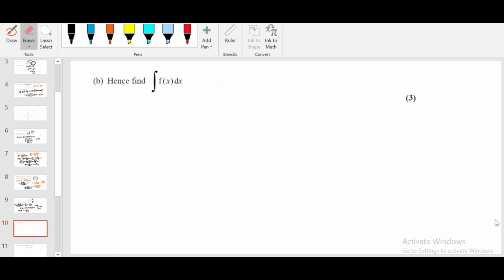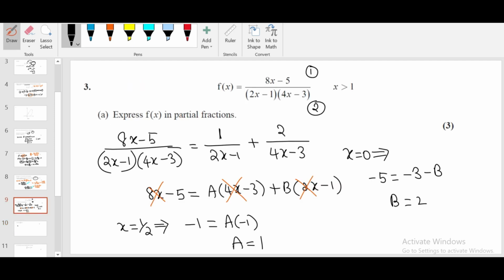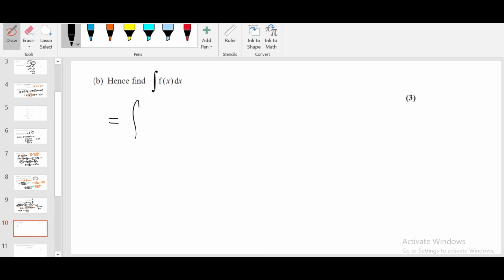Now they want us to integrate it. Integrating the function given here is the same as integrating this one, which is the same as integrating 1 over 2x minus 1 plus 2 over 4x minus 3 dx.